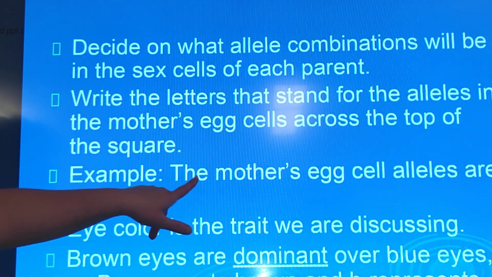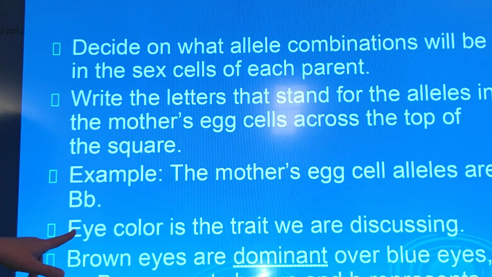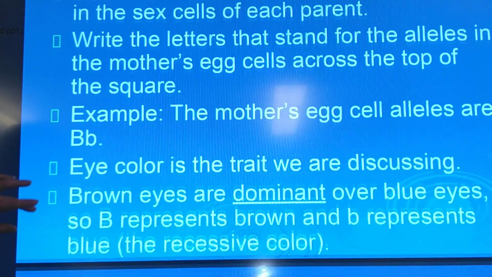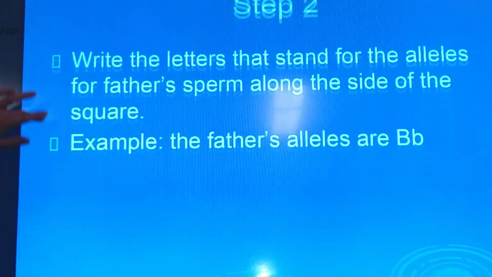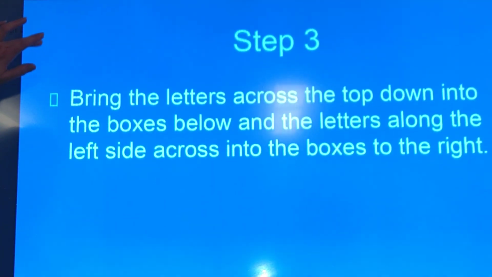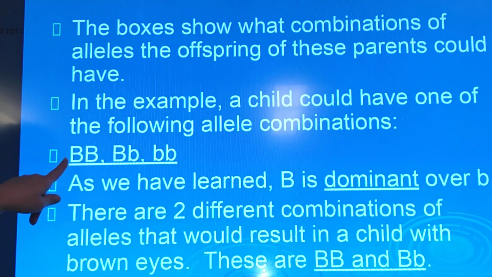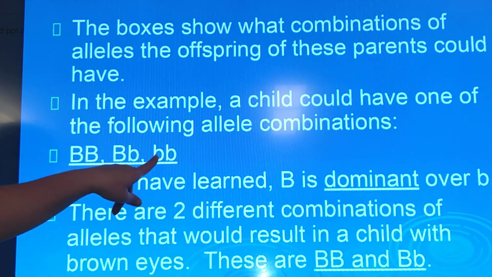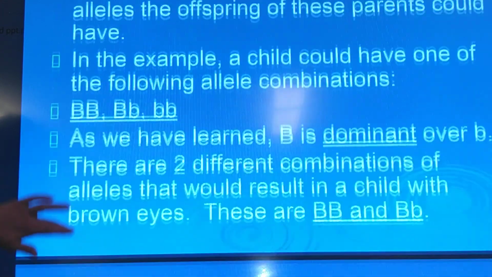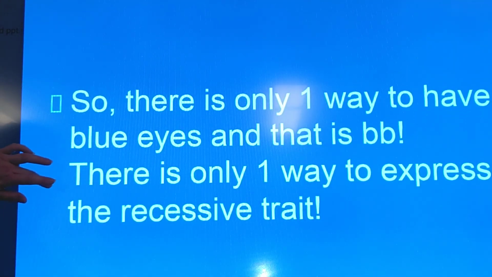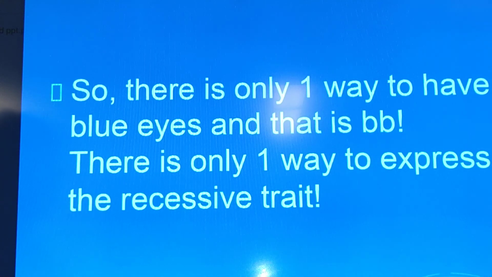For example, if the mother's egg cell alleles are big B, little b, and the eye color trait we were discussing, brown eyes are dominant over blue eyes, so big B would represent brown eyes, and blue eyes would be the recessive little b, little b. And we're going to write those letters in across the top. The boxes show what combinations are possible. We may get big B, homozygous dominant, heterozygous dominant, or recessive. So there's only one way to have blue eyes, and that is little b, little b.